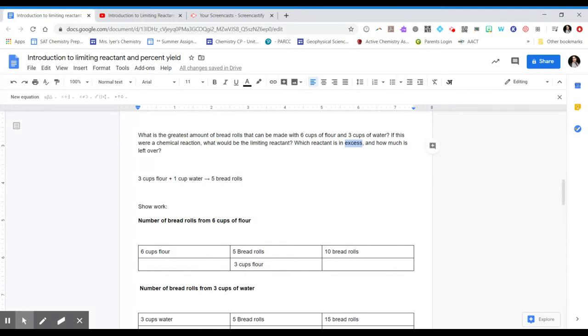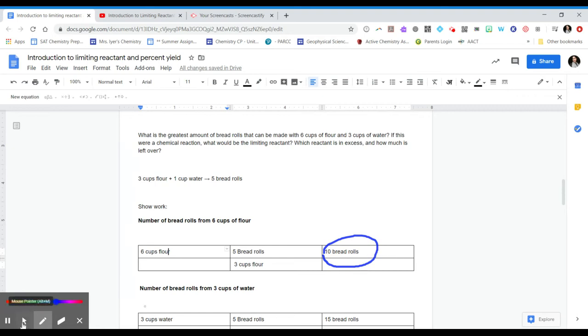So in order to do that, we'll have to do two conversions, one beginning with the first ingredient, which is the 6 cups of flour, and then the second ingredient, which is 3 cups of water. Our goal is to find out how many bread rolls we can make, so that's going to be your ratio. So just like before, begin with what's given, use the mole ratio between flour and bread rolls. So 6 times 5 divided by 3 gives you 10 bread rolls. So I can make 10 bread rolls with 6 cups of flour.